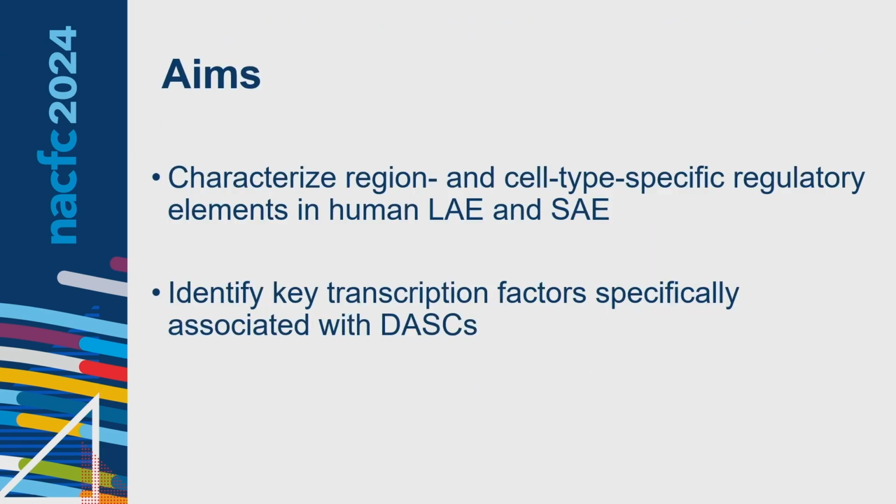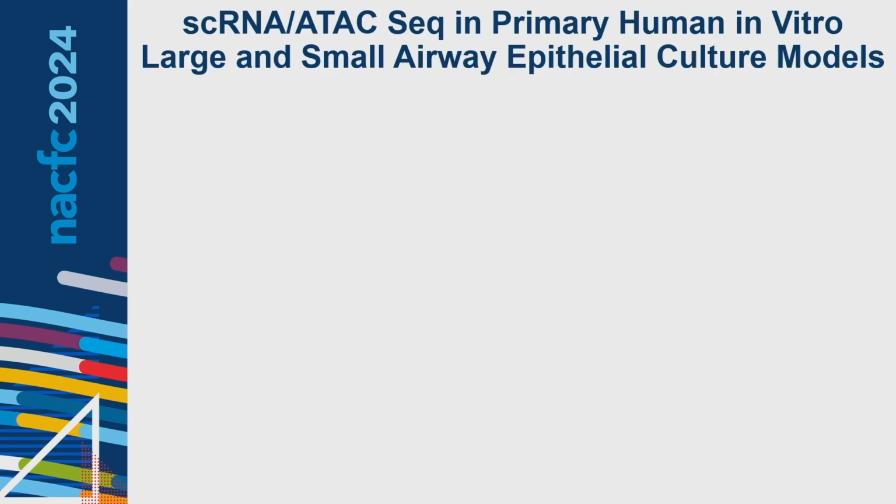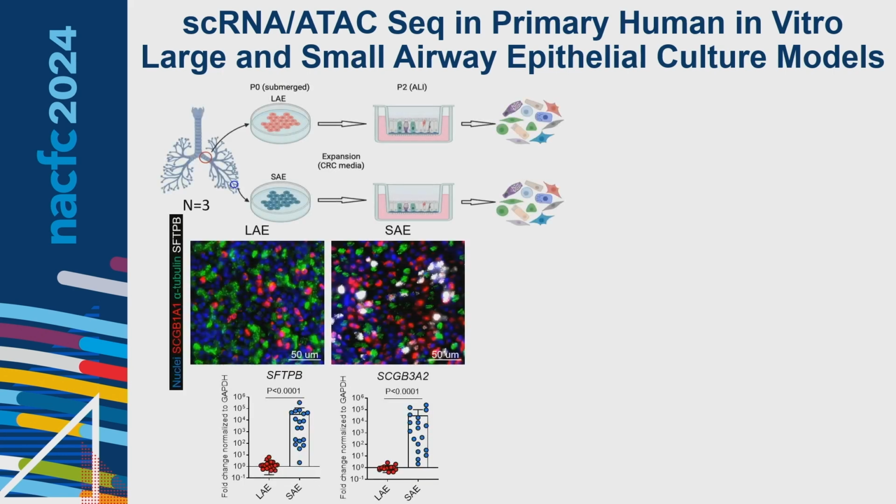Our project has two aims. The first is to characterize region and cell type specific regulatory elements in the human large and small airway epithelium. The second is to identify transcription factors specifically associated with distal airway secretory cells. In order to do this, we first had to validate that DAS are present within our primary human in vitro large and small airway epithelial culture models. We were able to do this by immunofluorescence. As you can see, there is SFTPB present in our small airway epithelial cells, but there isn't any in our large airway, which makes sense.